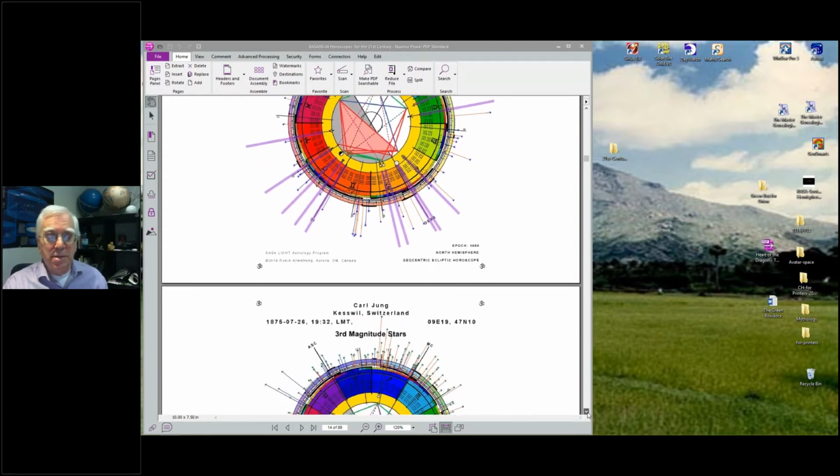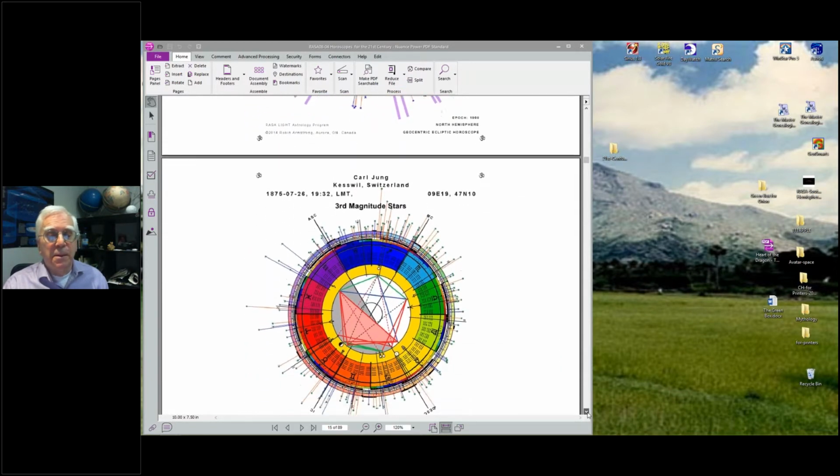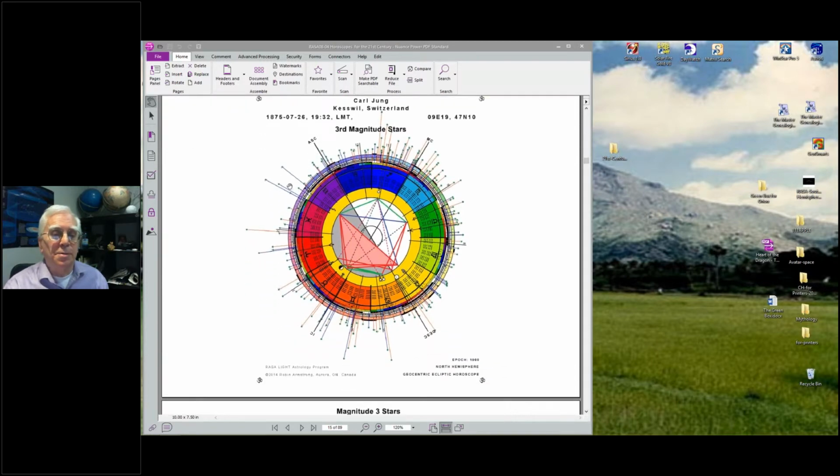This is how I put this together. Then I didn't even count the third magnitude stars. I just put them in. There's a lot of them, and they're put in around the wheel.